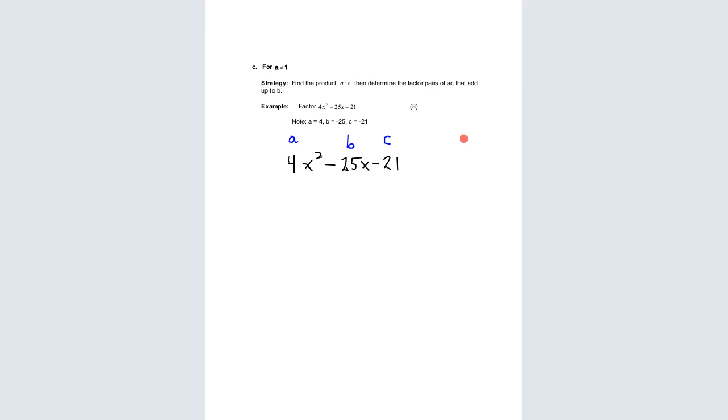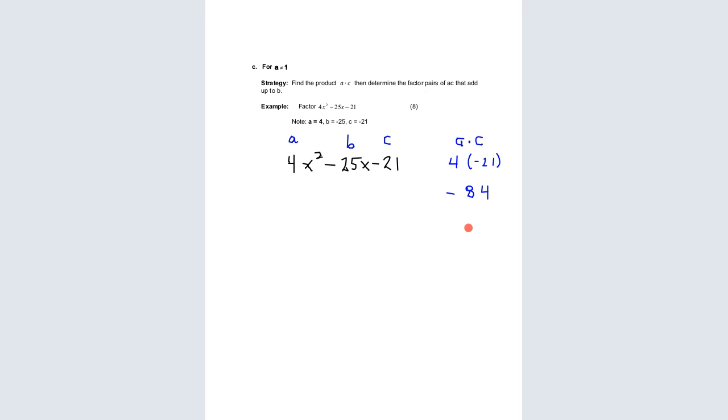Guess what we're going to do? We're going to do the same thing. Basically, we're going to take A times C, and we're going to start with that again. In this case, it's 4 times negative 21, which is negative 84. Okay, that's a huge number.